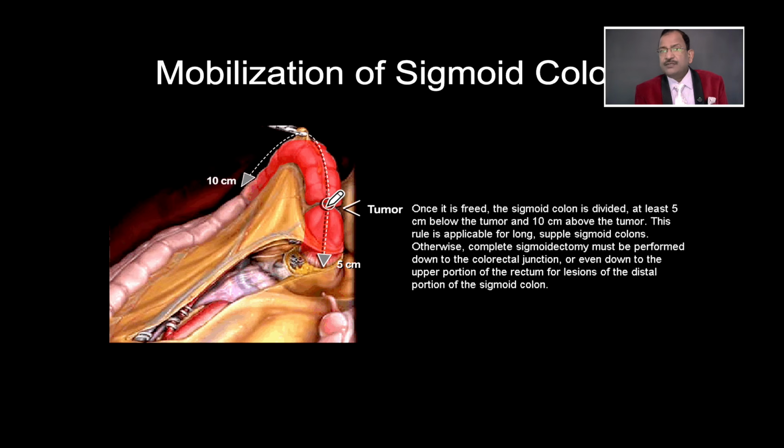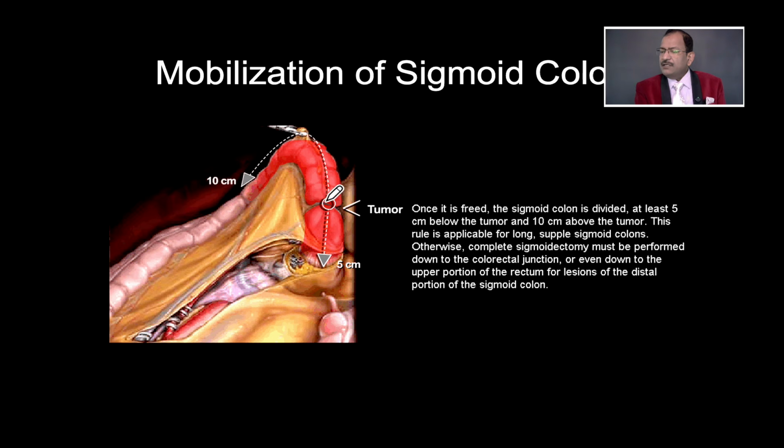Rectum mobilization should be done in such a way that 5 centimeter distal and 10 centimeter proximal to the tumor you should mobilize the colon. One of the biggest drawbacks of laparoscopy is not having tactile feedback, so the tumor you cannot palpate. So total colonoscopy and tattooing of the tumor should be done before the surgery, and you should know how much you have to remove. You cannot take a new decision just by palpating that, oh, this is the tumor, this is the cancer.